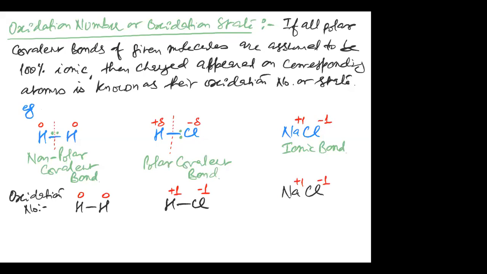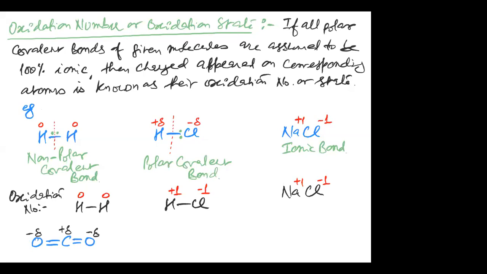So in the case of ions, whatever charge appears on the corresponding atom is its oxidation number only. But in the case of a polar covalent bond, you have to assume the bond as 100% ionic. Take more examples related to this. Suppose we have the molecule CO2. CO2 has a linear structure, the same thing you have seen in chemical bonding also. Oxygen is definitely more electronegative than carbon and thus acquires a partial negative charge, and carbon acquires a partial positive charge.